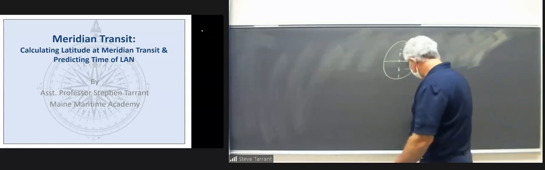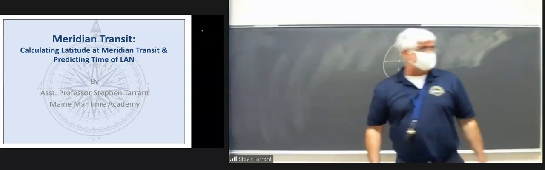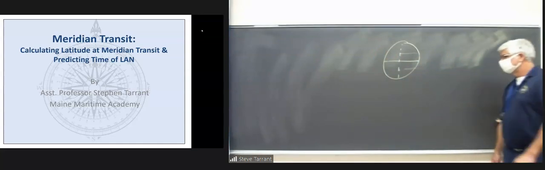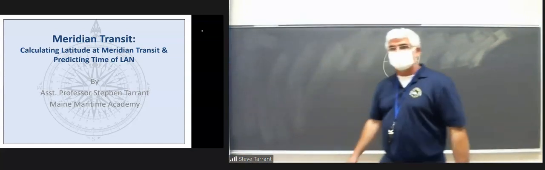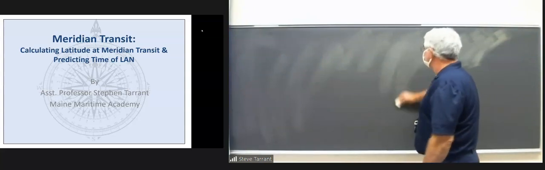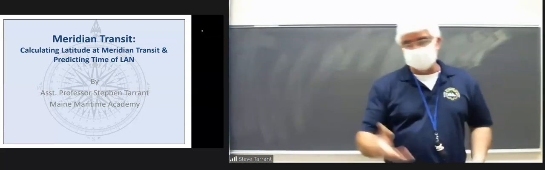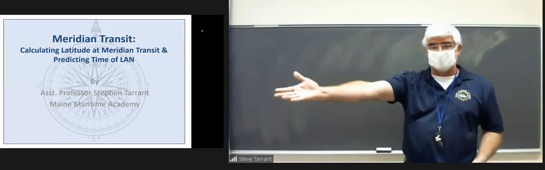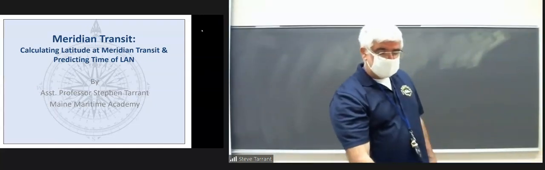Anyway, so what that does is it's a lot easier to reduce. Instead of going through some long celestial reduction where you need LHA and declination and latitude, you can do a much simpler calculation. And I'm going to show you right where the formulas are in Bowditch. You don't even have to derive them.